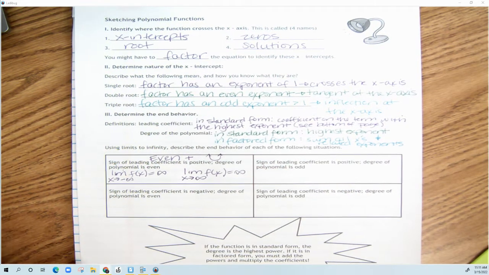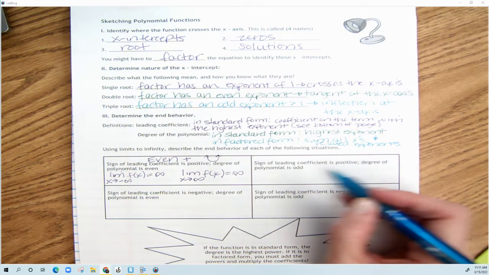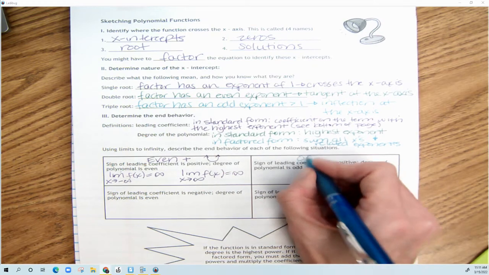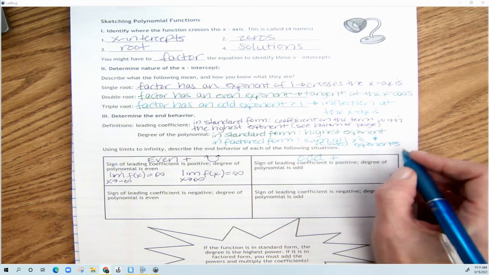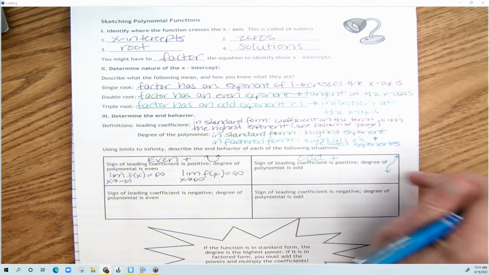Then we have the sign of the leading coefficient is positive and the degree is odd. So this is odd positive. All odd positive functions go down on the left and up on the right. And again, that doesn't mean the graph looks like that. That's just what's happening on the ends.